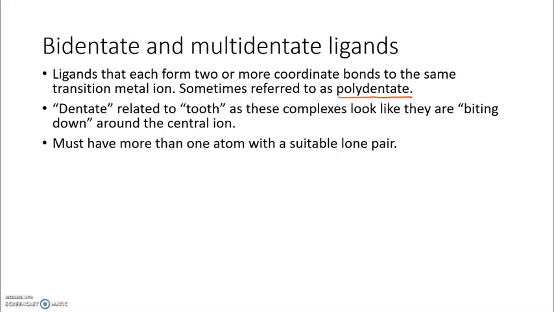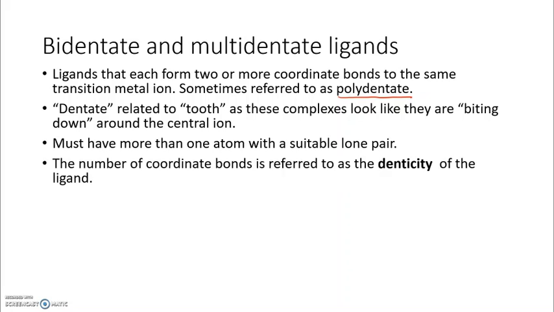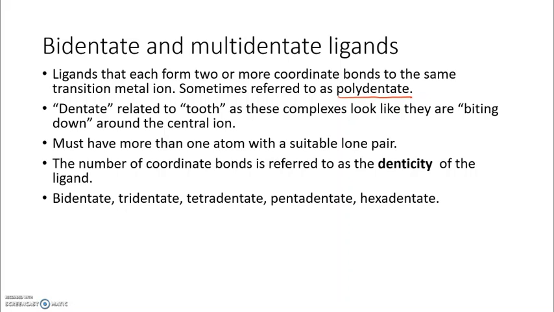In order for a ligand to act as a multidentate ligand, you need to have more than one atom with a lone pair within the ligand, and depending on how many suitable atoms you have within the ligand, you will alter the denticity of the ligand, as in how many coordinate bonds it can form to that central ion. Okay, and depending on the denticity, you've got different names for the types of ligand you'd have. So bidentate means it's got a denticity of 2, tridentate has a denticity of 3, tetradentate 4, pentadentate 5, and hexadentate 6.